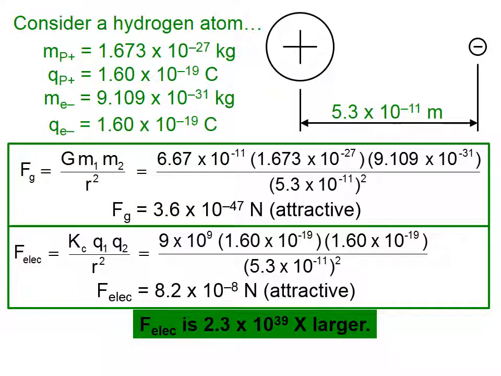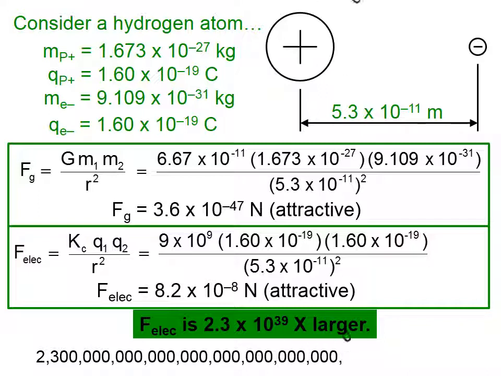Now, how different are these two? Well, if you look at the powers of 10 here, the gravitational attraction is to the negative 47th power, and the electrostatic attraction is to the negative 8th power. That is quite a bit different. The electrostatic force is roughly some 10 to the 39th power times larger. In case you're wondering how many times larger that is, it's shown at the bottom of the screen. In other words, in atoms, gravity has virtually no effect. It's the electrostatic forces that rule when we're talking about atoms and related things like chemical bonds in molecules and that sort of thing.